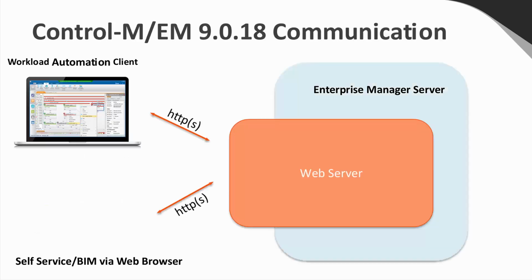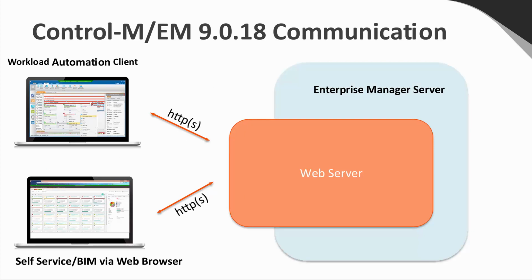Now, as we can see in the next slide, in Control-M 9.18, the clients will communicate directly to the web server, while the CORBA naming service is used to broker EM server communication internally. Clients will include the workload automation scheduling GUI and the Control-M configuration manager, as well as such services as Batch Impact Manager and self-service accessed through a web browser. These clients use HTTP handled by the Apache Thrift, which is a scalable cross-language framework for client-server communication.